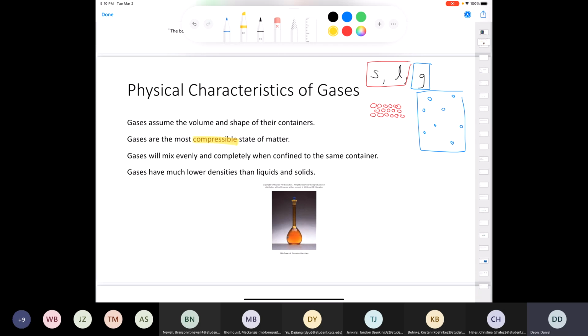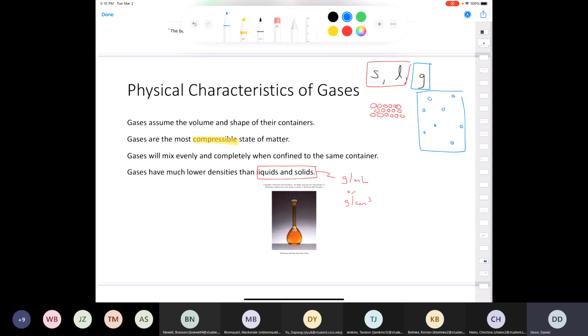All right. What about how gases mix? Well, if we mix gases together in the same container, they're going to mix completely and evenly to form homogeneous solutions of gases. What else? It says the gases have much lower densities than liquids and solids. Normally in chemistry, when we're reporting the density of a solid or a liquid, we report density in grams per milliliter or grams per centimeter cubed. They both mean the same thing.